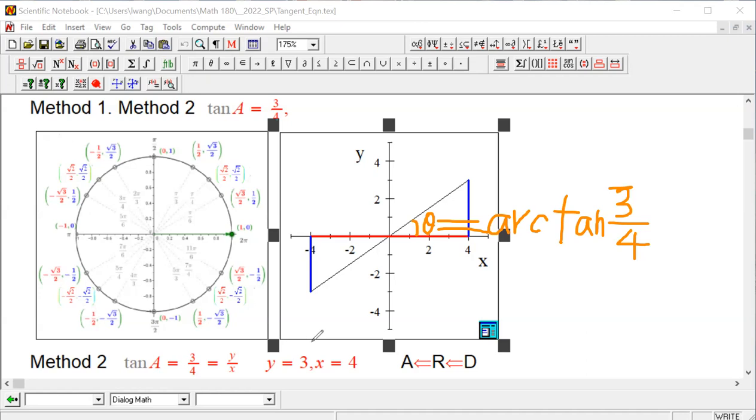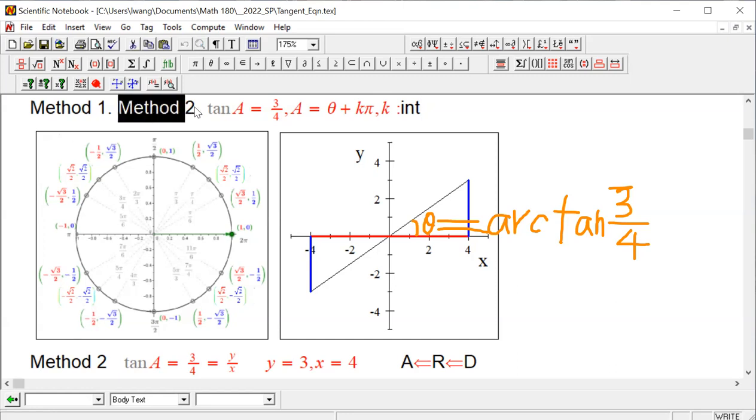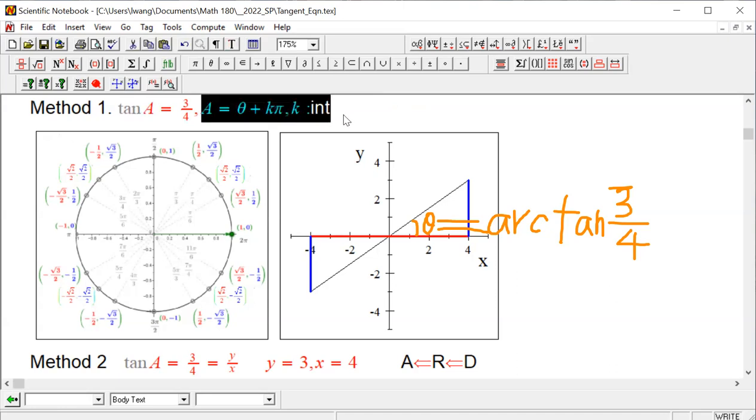And then in this case, the solution is simply A equals theta plus k pi, and k being any integer. You're done. We're finished. Method 1 and method 2 together. So that's a solution, and that's a picture you need to show. You see, as simple as that.